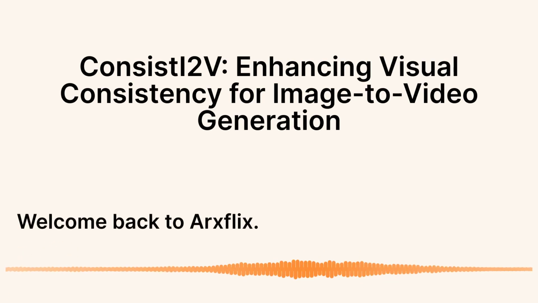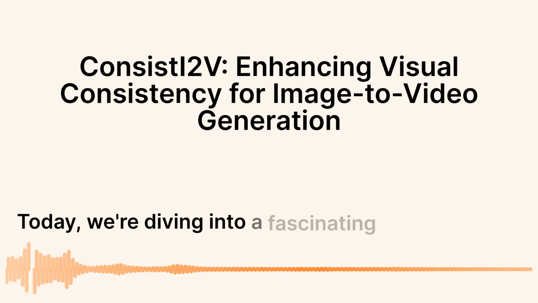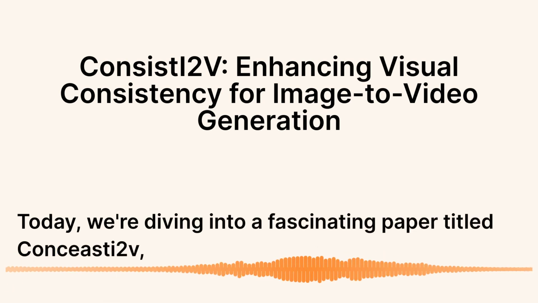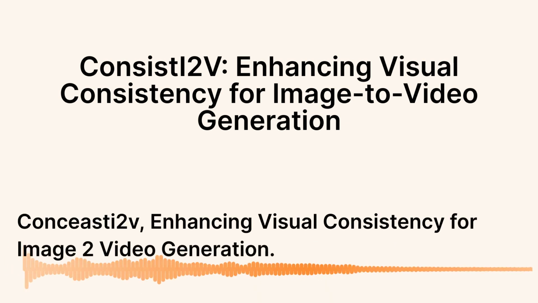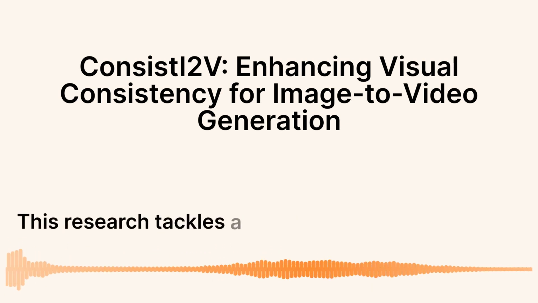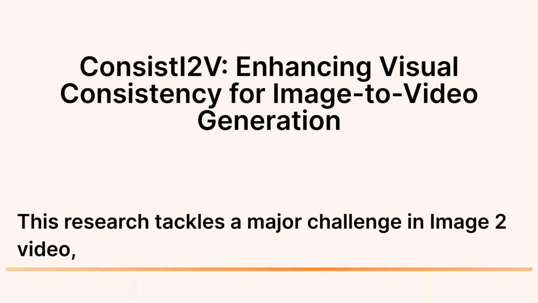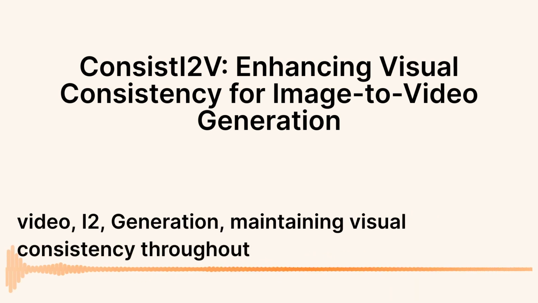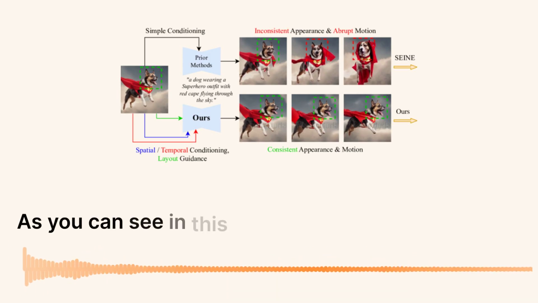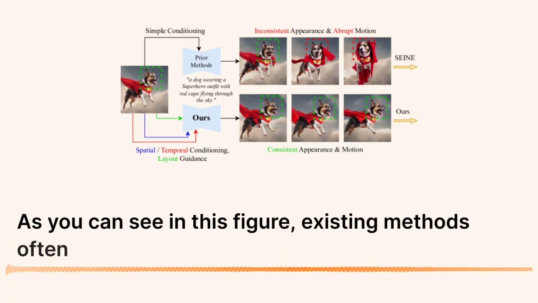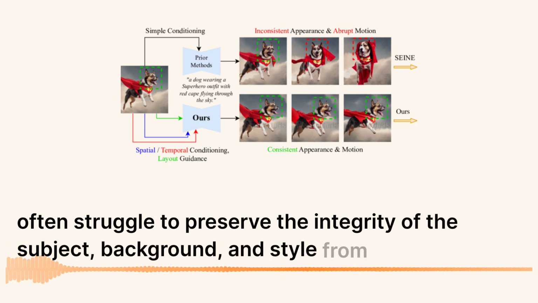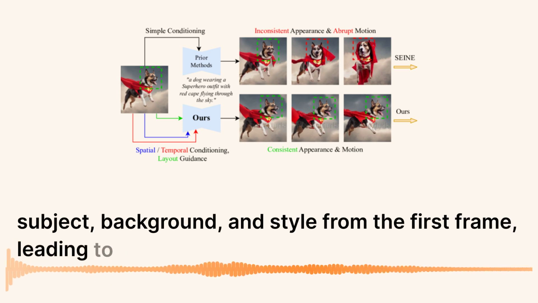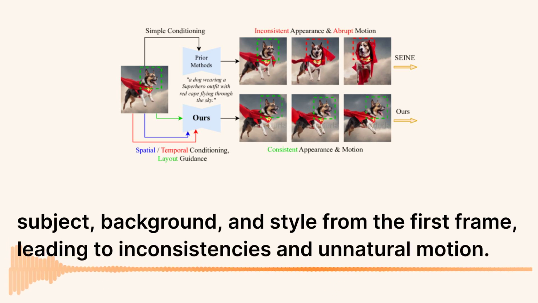Welcome back to Arxflix. Today, we're diving into a fascinating paper titled ConsistI2V, Enhancing Visual Consistency for Image-to-Video Generation. This research tackles a major challenge in image-to-video I2V generation, maintaining visual consistency throughout the video. As you can see in this figure, existing methods often struggle to preserve the integrity of the subject, background, and style from the first frame, leading to inconsistencies and unnatural motion.